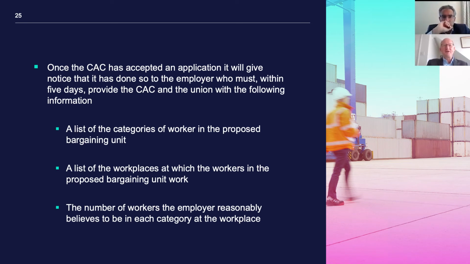Once the CAC has accepted an application, it will give notice that it has done so to the employer, who must within 5 days, so it's very quick, provide the CAC and the union with the following information: a list of the categories of workers in the proposed bargaining unit, a list of the workplaces at which the workers in the bargaining unit work, and the number of workers the employer reasonably believes to be in each category in each workplace. So you've got a lot of work to do as the employer as soon as you receive an application from a union. So when you get the informal application before the union has applied to the CAC, start your work on these things first on the assumption that you will be referred to the CAC in due course.